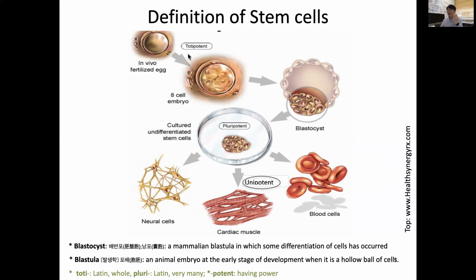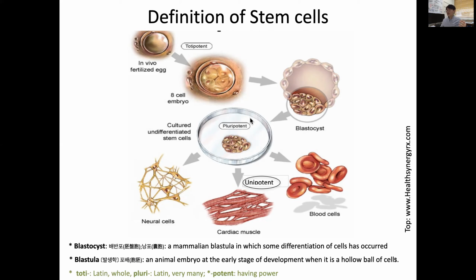And once they divide into, let's say, an 8-cell embryo, they will start to make a sac, which is called a blastula, an animal embryo at the early stage of development when it's a hollow ball of cells. And that blastula now contains a small inner cell mass, and that is called the blastocyst. So it's a mammalian blastula in which some differentiation of cells has occurred. And that inner cell mass can become many types of cells in our body.